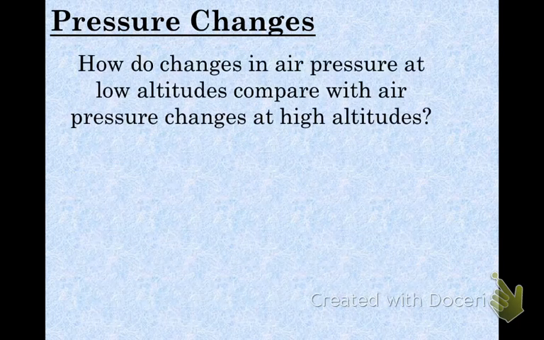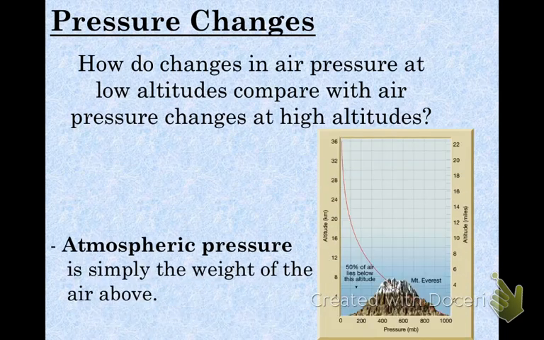Earlier in this unit, we talked about air pressure, which is measured using a barometer. Air pressure is simply the weight of the air above. So how does air pressure change with altitude? Page 14 of the Earth Science reference table has a graph that shows the relationship between air pressure and altitude. It is known as an inverse relationship.